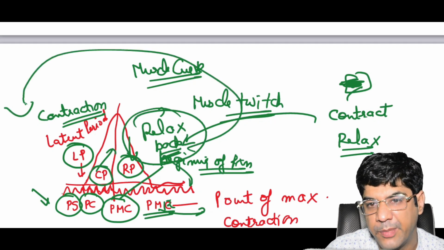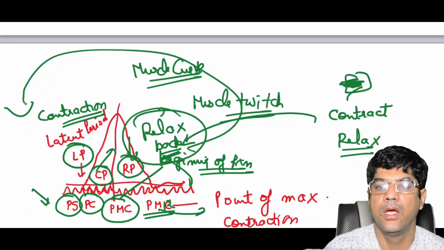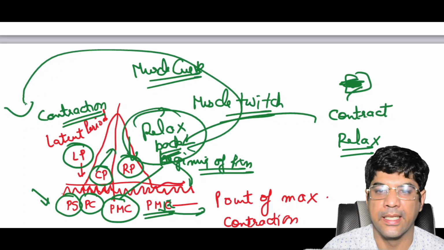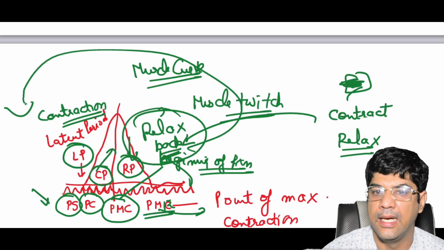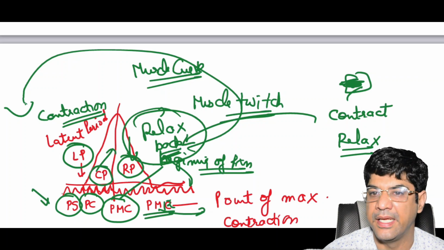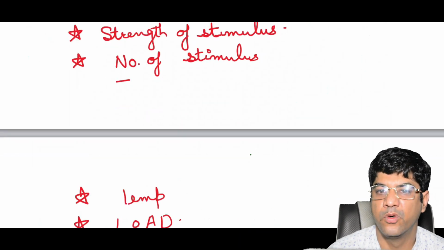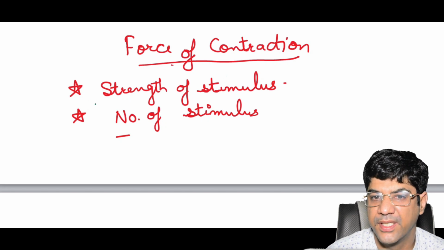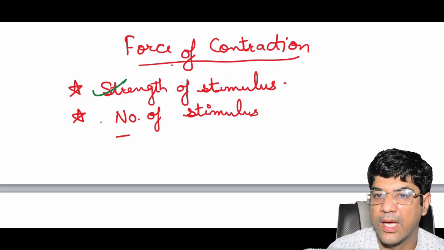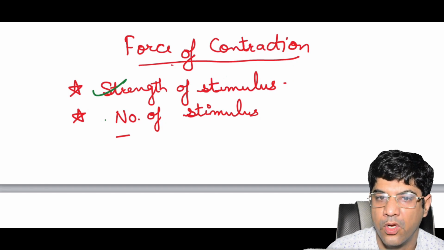Now what is the difference between isotonic and isometric contraction? In an isotonic contraction, the muscle length changes but the tension remains the same. Whereas in isometric contraction, the muscle length remains the same, but the tension increases. Now what are the factors that affect the force of contraction? Like the strength of the stimulus. When the muscle is stimulated by stimuli of different strengths, the force of contraction can also vary.